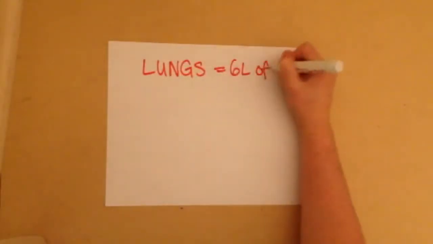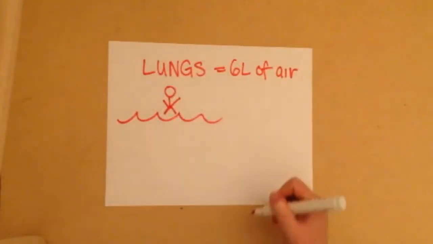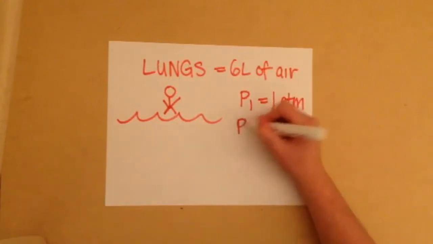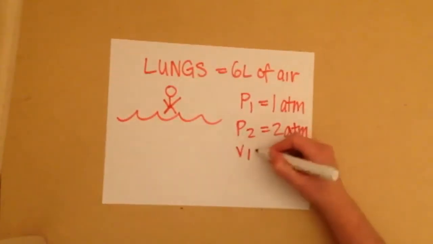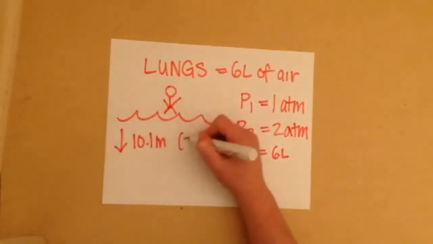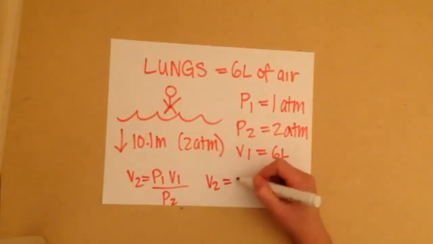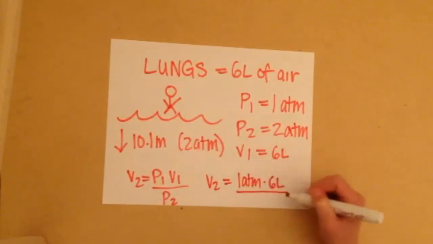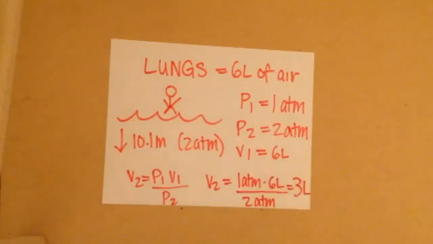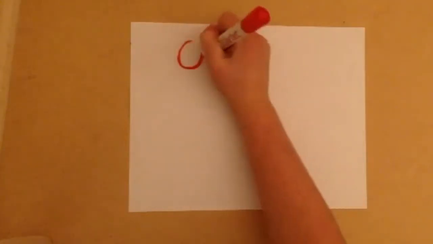Our lungs can hold a volume of about 6 liters of air. Let's say you dive from 1 atmosphere to about 2 atmospheres. From Boyle's law, we can see that around 2 atmospheres, our lungs can hold a volume of around 3 liters, which is around 50% of our lungs' capacity at 1 atmosphere.